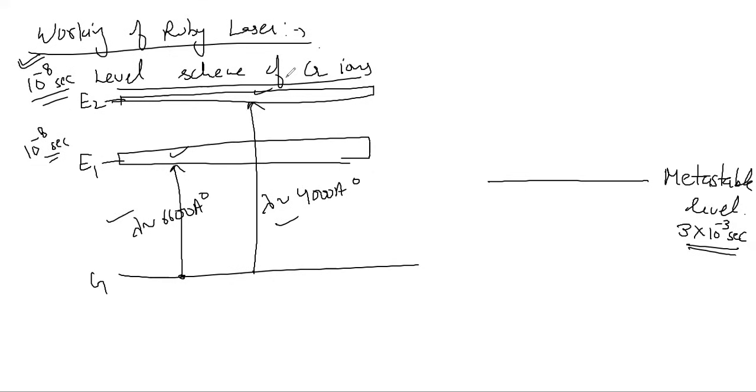Now these excited states are going to have this much lifetime. After this much lifetime, they come to the lower state, which is this state here, and which is a metastable state. Now these transitions, when they come from E1 and E2, these are non-radiative transitions.